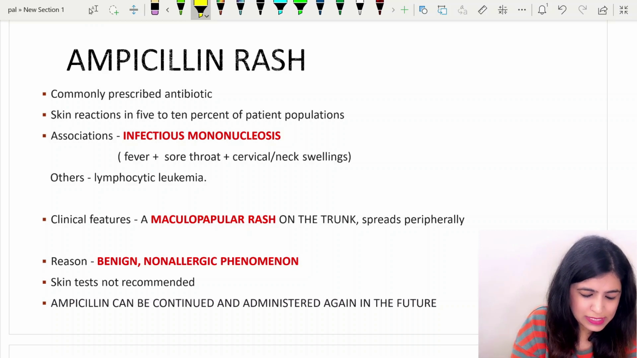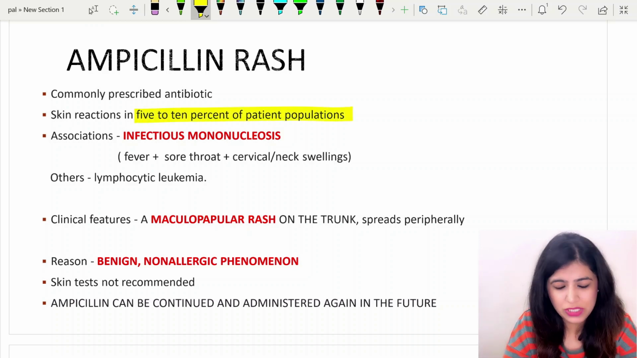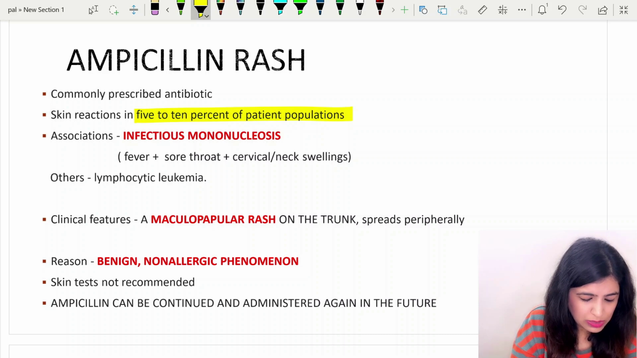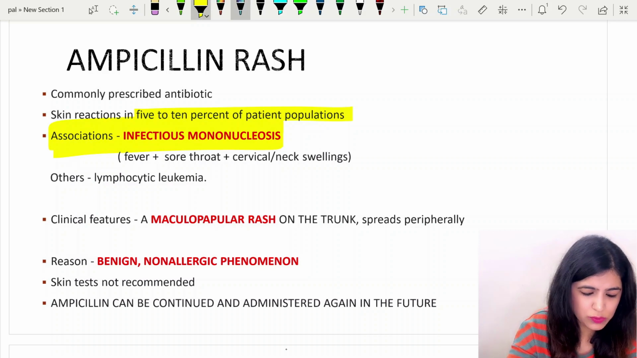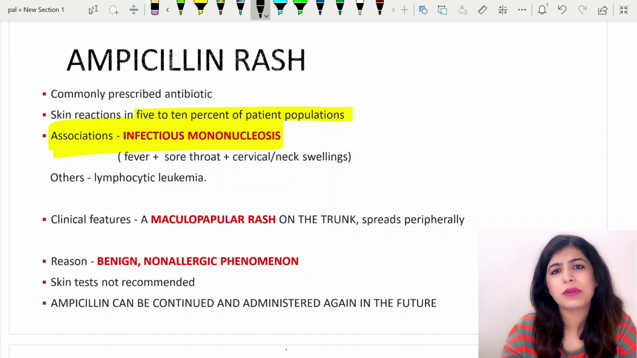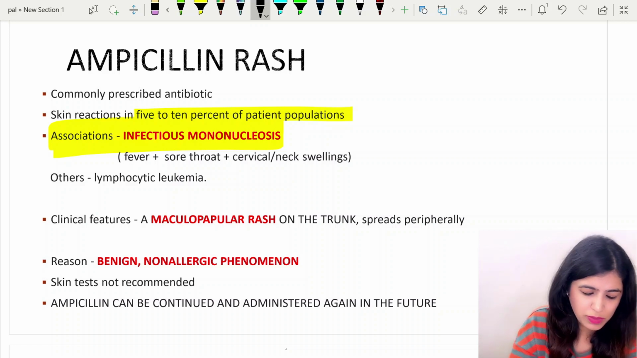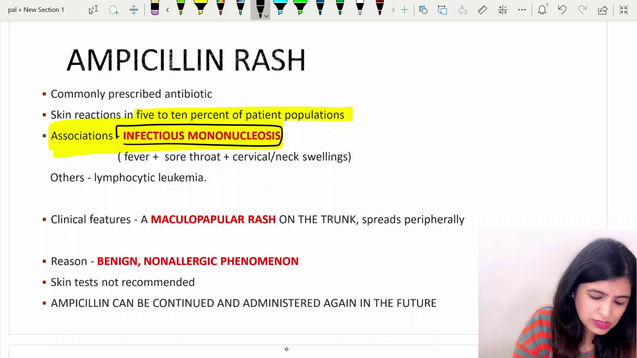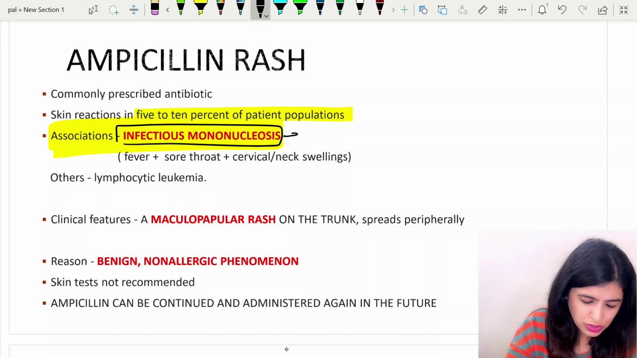It is seen in 5 to 10% of the patients. Most common: ampicillin rash is associated with infectious mononucleosis. So sometimes rather than asking the drug, they could have asked you what is the primary illness the patient is suffering from. So the primary illness that the patient is suffering from was infectious mononucleosis.